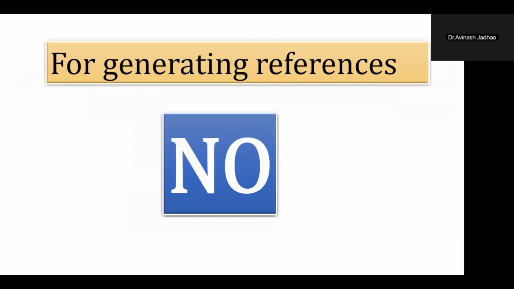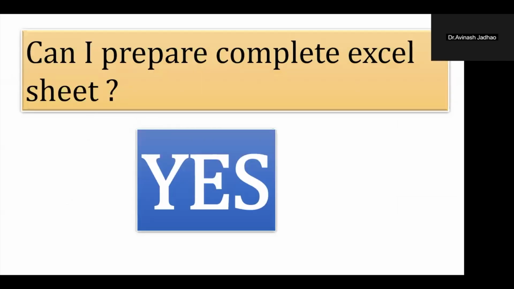Similarly, for generating references, ChatGPT never helps. If you ask it to write references, ChatGPT will write fake references, also called fictitious references. So don't rely on ChatGPT to generate references. It will make mistakes.